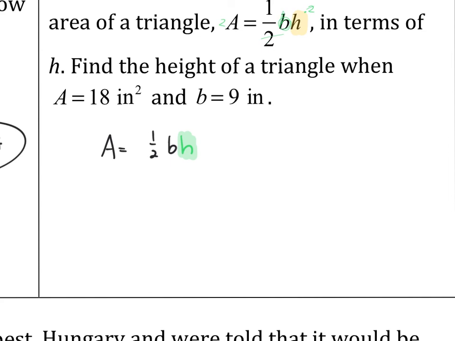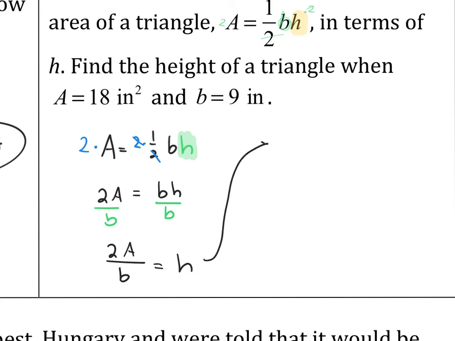So how do I get rid of the fraction? If you multiply both sides by 2, the fraction goes away. So I'm left with twice the area is equal to base times height. Now we're going to divide both sides by b over here and here. So twice the area divided by b gives you the height. There you go. Now let's plug things in. H equals 2 times 18 divided by 9. All that goes into your handy-dandy calculator, or you can start reducing here. And we end up getting that h is equal to 4 inches.